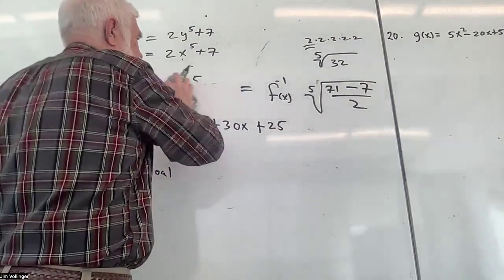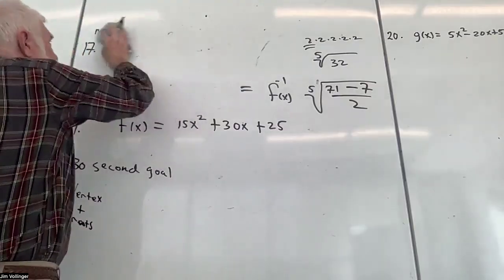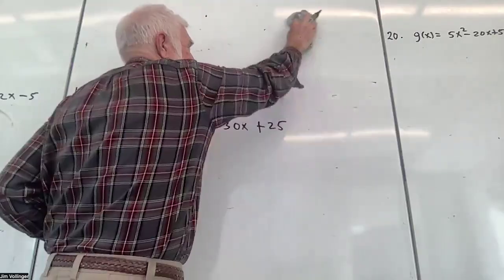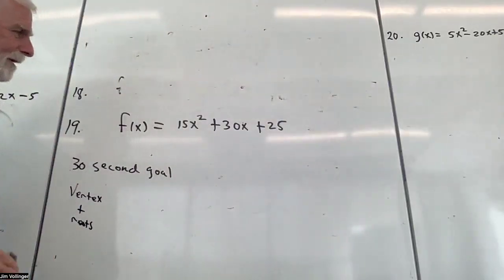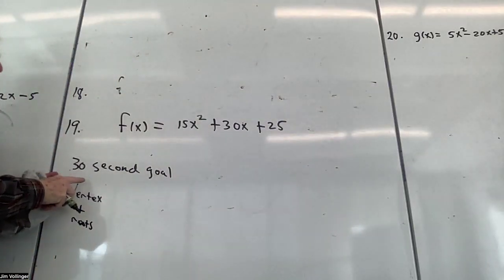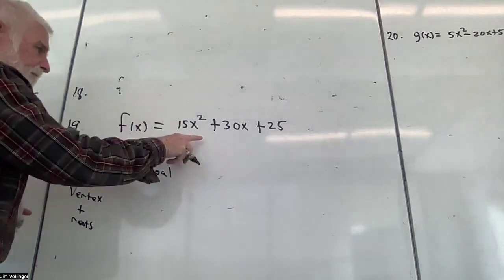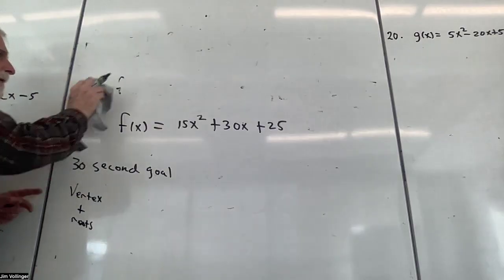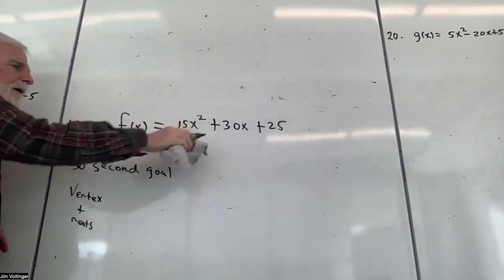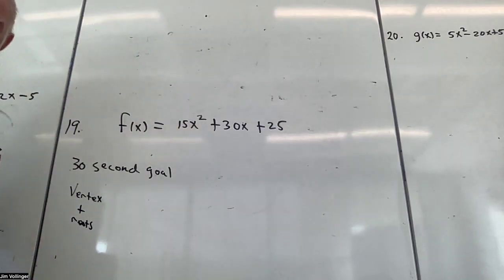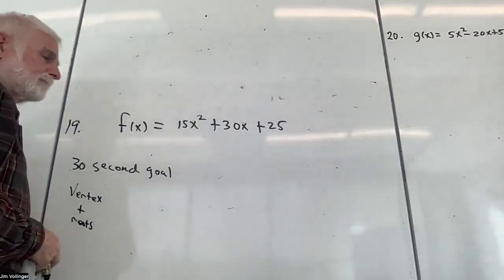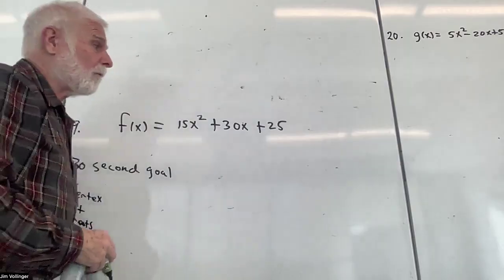All right, now I'll challenge you. Start your watch. Nobody wears watches anymore. Well, some people wear watches still. 30 seconds. The goal here is to give me the vertex and the roots of this function. So when you're ready, copy down the problem, have a go, and then I'll have a go. Okay, so 1, 2, 3, go.